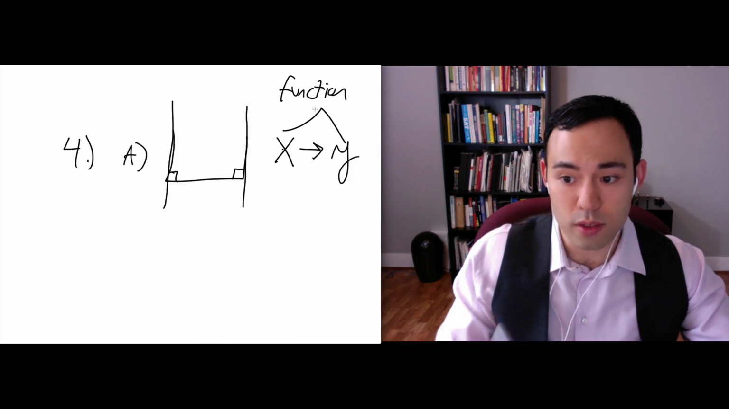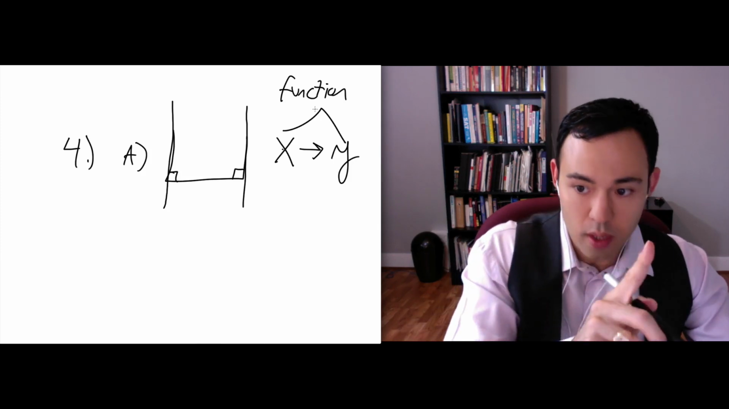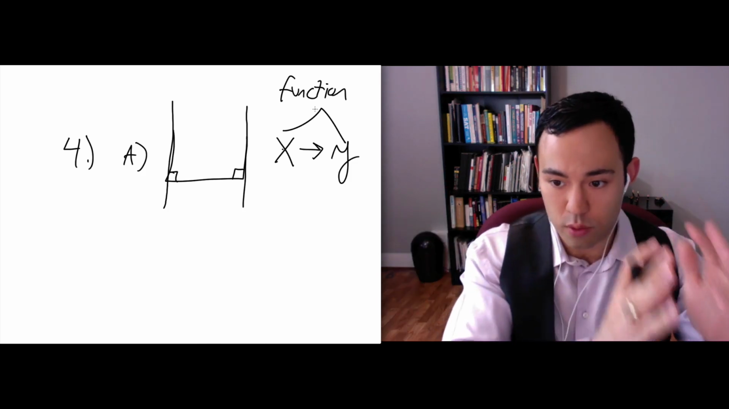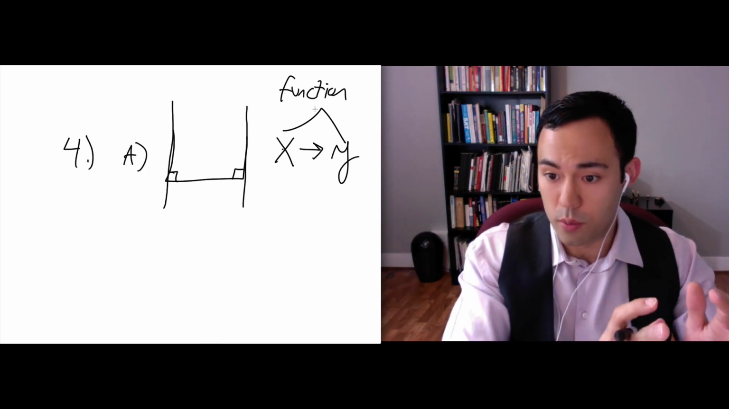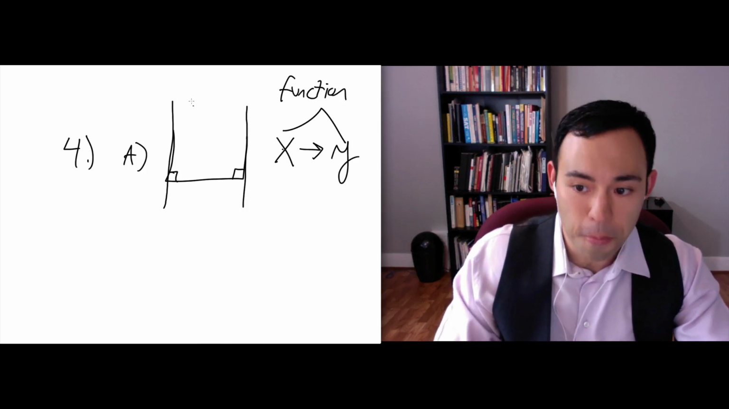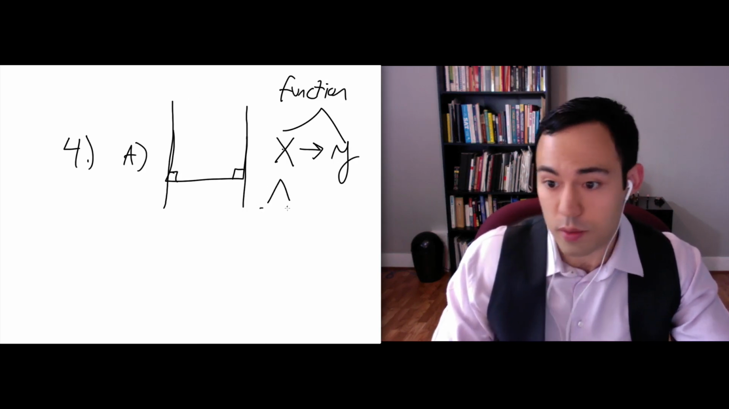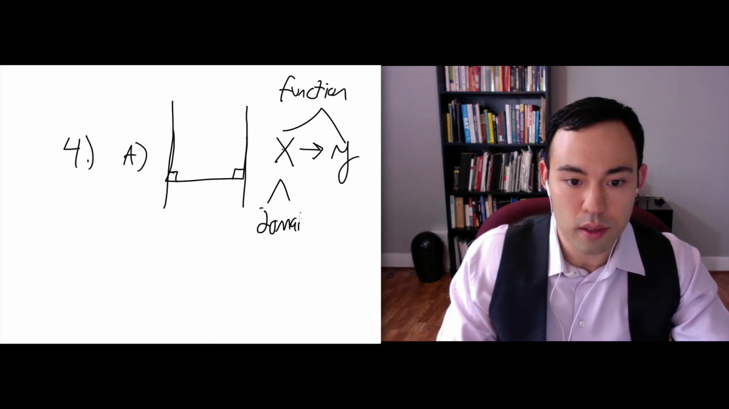Functions are essentially mappings. They map a domain onto a range, and there has to be a one-to-one correspondence. For every 1 point in the domain, there's only 1 point in the range. Domain and range are just fancy pants ways of saying x's and y's. All right, here's our domain, here's our range.